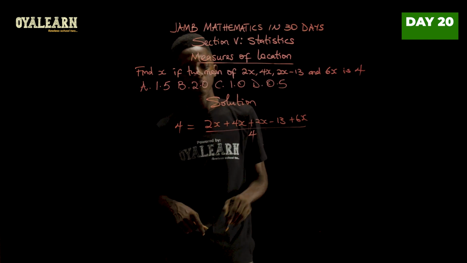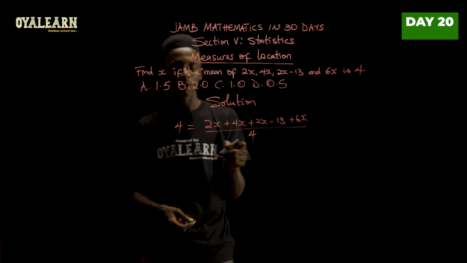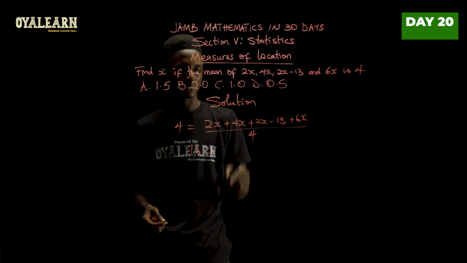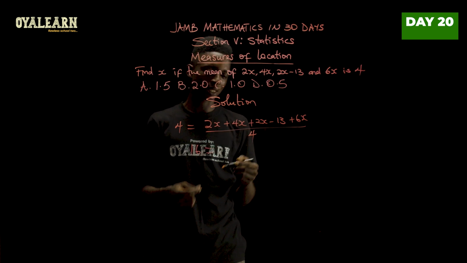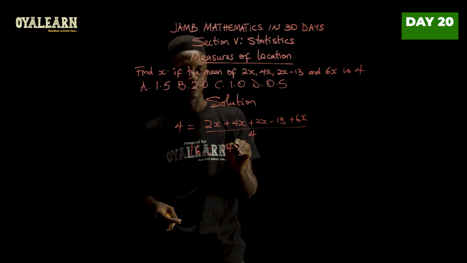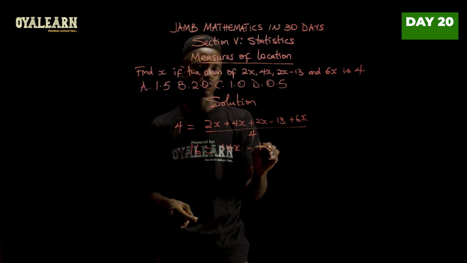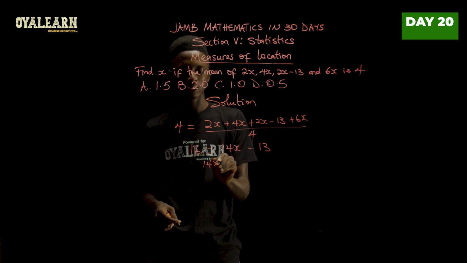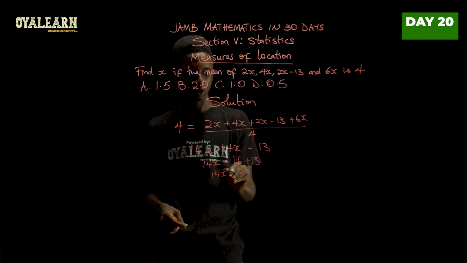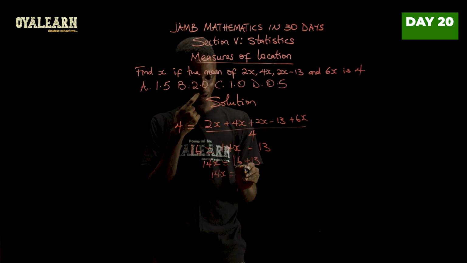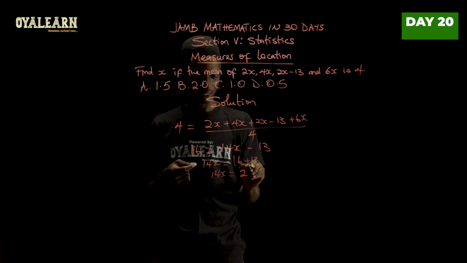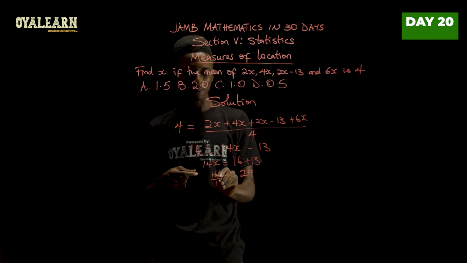So divided by 4. When we cross multiply, we have 4 times 4, which gives us 16, equals 2x plus 4x, that's 6x, plus 2x, that's 8x, 8x plus 6x, and we have 14x minus 13. So we can go on to say 14x equals 16 plus 13. So 14x equals, adding this, 29. So divide both sides by 14.